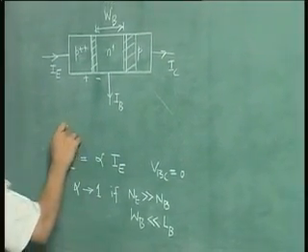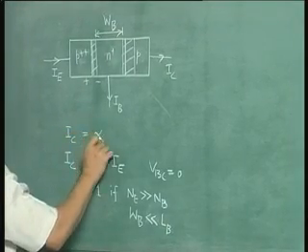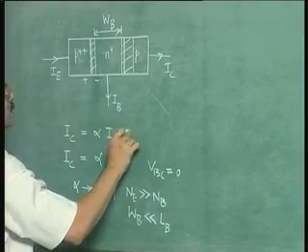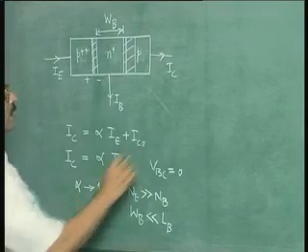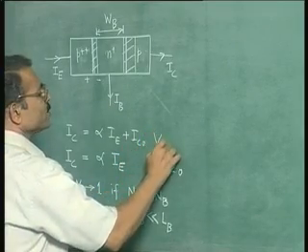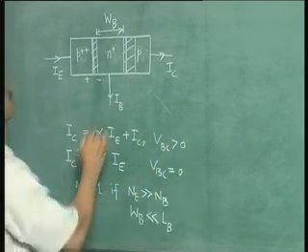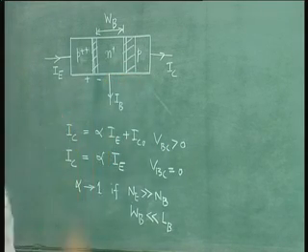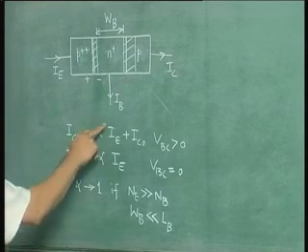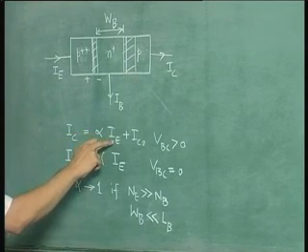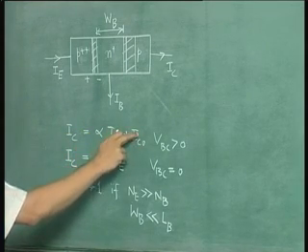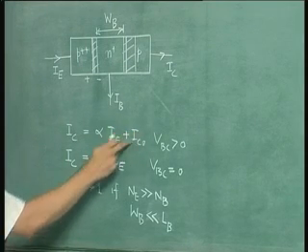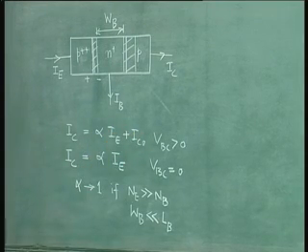And IC is equal to alpha times IE plus a small current if VBC is greater than 0. That is, the base is positive with respect to collector, or collector is reverse biased. So in both these cases, you have the complete transfer. This is the only small difference in the reverse bias and zero bias case, this current ICO.